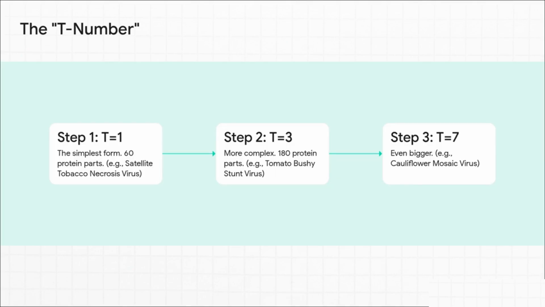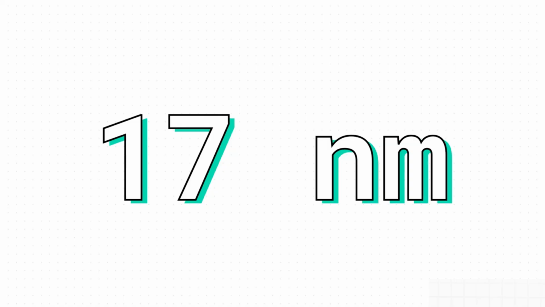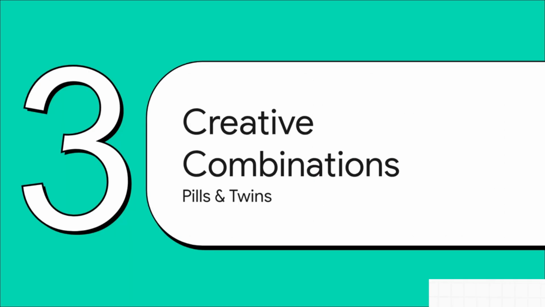And this whole concept also explains how viruses can scale up in size, using something called the triangulation number, or T number. A simple T equals 1 virus uses just 60 protein units. But to build a bigger shell, like the T equals 3 tomato bushy stunt virus, it just uses more units, 180 of them, all arranged according to those same geometric rules. And just to give you a sense of scale, that tiny T equals 1 satellite tobacco necrosis virus is only 17 nanometers in diameter. That's thousands of times smaller than a single grain of salt. We are talking about truly microscopic architecture here. It's kind of mind-blowing.